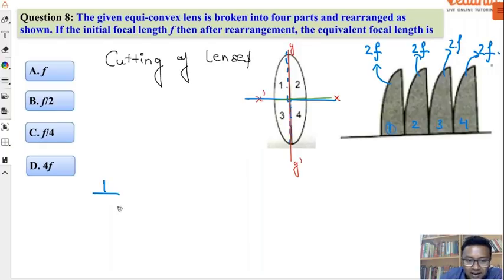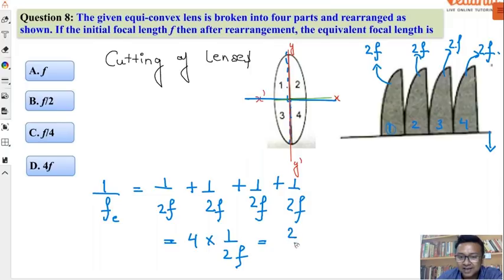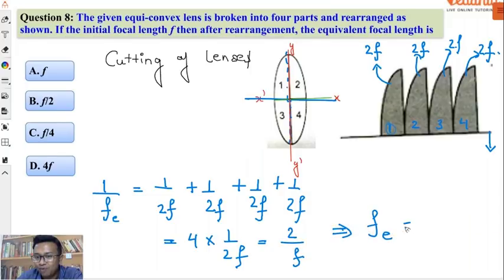Then what can I say about the effective focal length which I'm going to get from here? Nothing but 1 divided by 2f plus 1 divided by 2f plus 1 divided by 2f plus 1 divided by 2f. So this is like 4 times 1 divided by 2f. So if you solve this, students, this is like 2 by f, which implies your effective focal length is going to be f divided by 2.